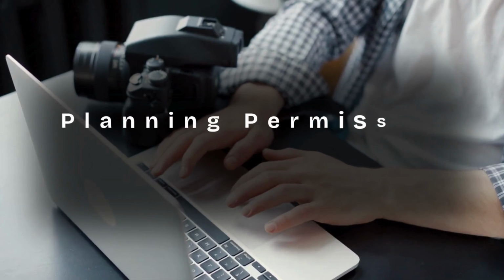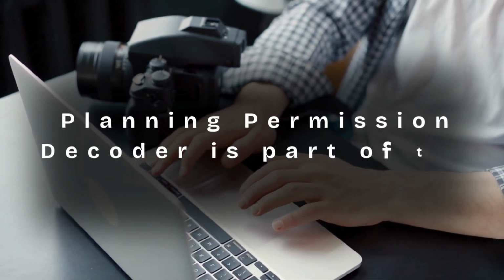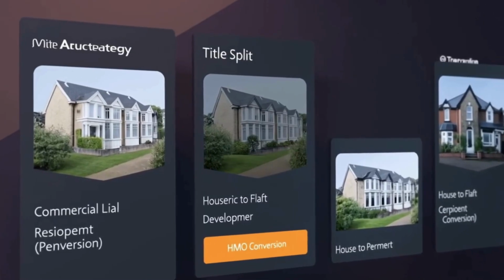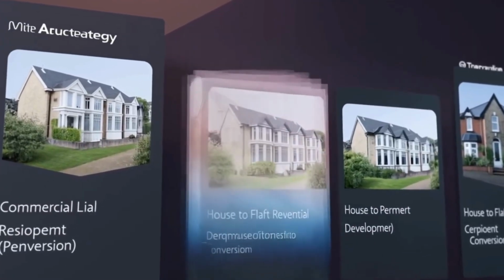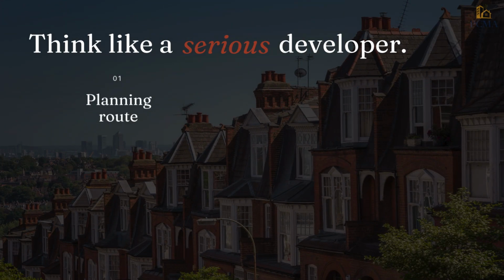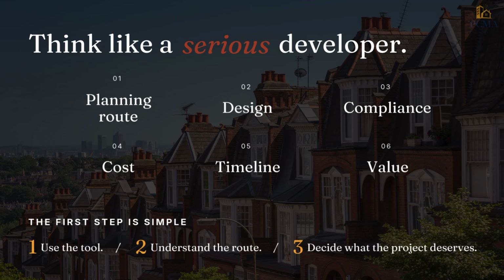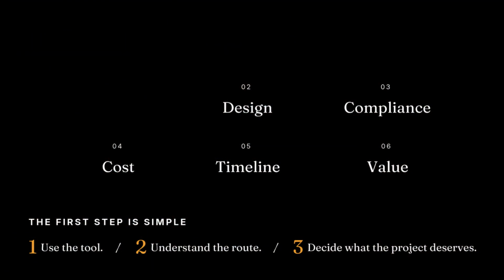The Planning Permission Decoder is part of the wider PCMA approach. PCMA helps property entrepreneurs move from information overload to clearer development decisions. The goal is not just to learn planning terms. The goal is to understand how planning route, design, compliance, cost, timeline, and value connect. The tool gives you a first route recommendation. From there, serious opportunities may need deeper review, drawings, planning strategy, consultant input, and financial modeling. That is where professional support becomes important.